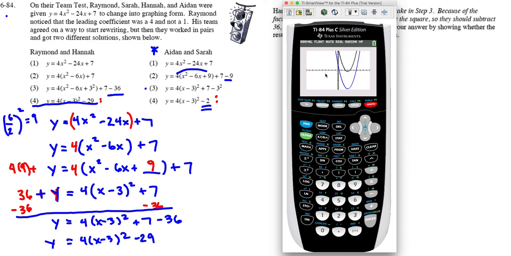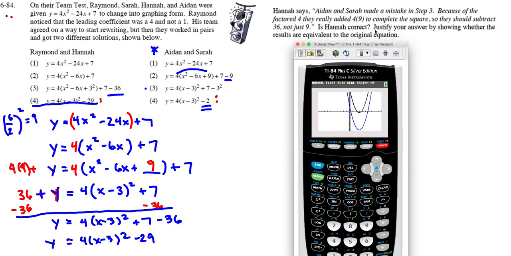This is a tool that you can use when you're taking tests or working on problems. If you're trying to simplify something, graph the original, graph your answer, and if they're truly equivalent, you should get the same graphs. Hopefully this helped you out there. This is problem 6-84. I'll leave you to write your own response there. This should be more than enough information to help you with that.